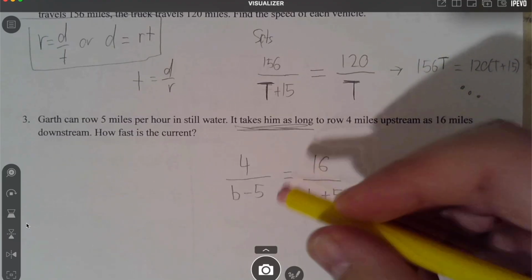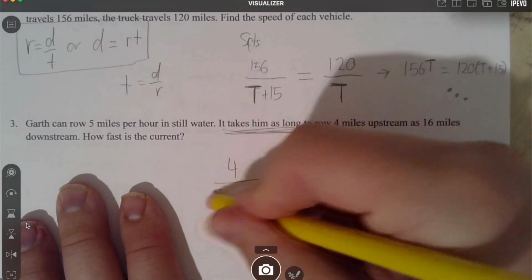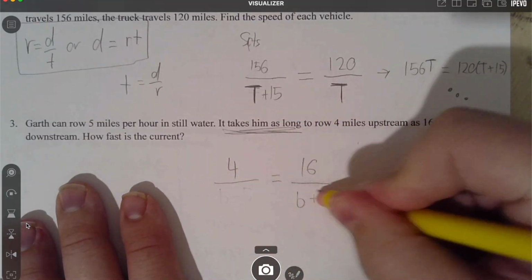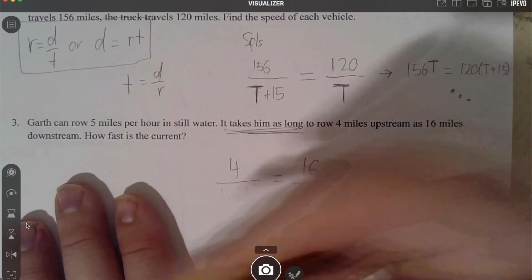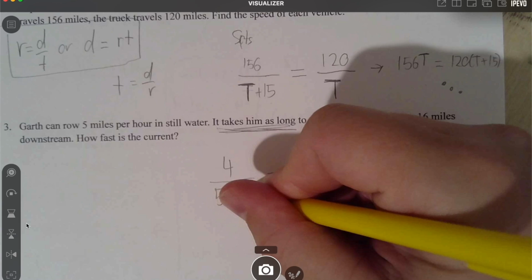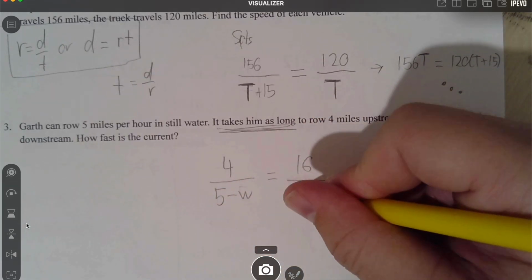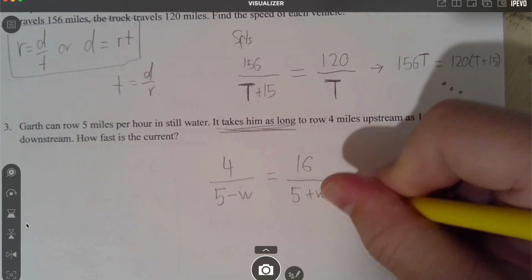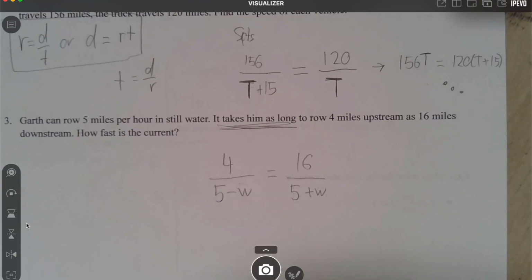You know what? Sorry, I flipped this all around. His speed is 5, and it's the water with him and against him. This is why we don't do math at 1 in the morning. So his speed is 5, and then he's going against the water. His speed is 5, now he's going with the water. That was a close one.